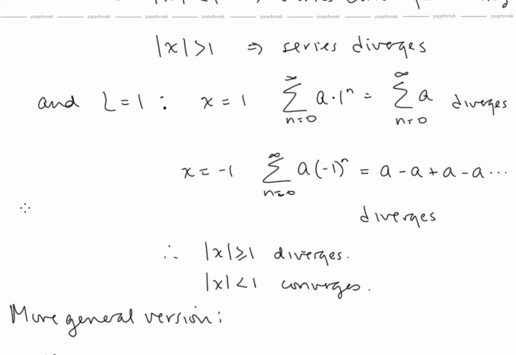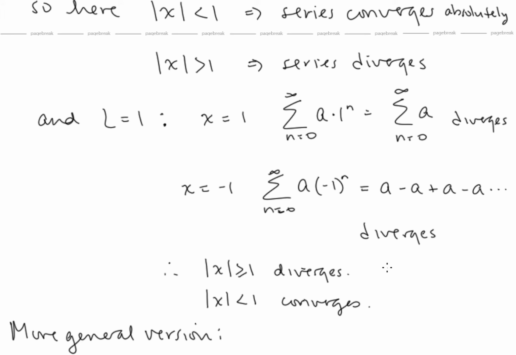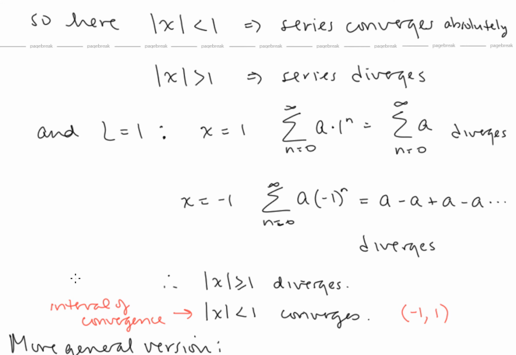But let's just go back up here to our work for this series. We said that for absolute x less than 1, the series converges. This is the interval of convergence. It can also be written as negative 1 to 1, and our radius of convergence in this case would be equal to 1. Our center is x equals 0, and our radius goes 1 unit from this center in both directions. That's how we get the interval of convergence.